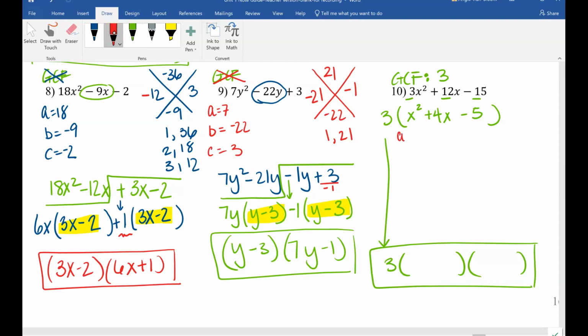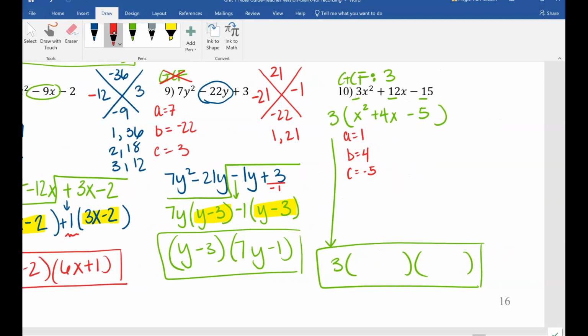Your A is now 1, your B is 4, your C is negative 5, and be mindful when you're listing out A, B, and C, it's always after we have checked for GCF. Okay. Now, organization X goes like this. On the top, 1 times negative 5 is negative 5. In the middle is 4. So the factors are just going to be 5 and 1. But when I multiply 5 and 1, it's not a negative 5. So one of them has got to be negative.